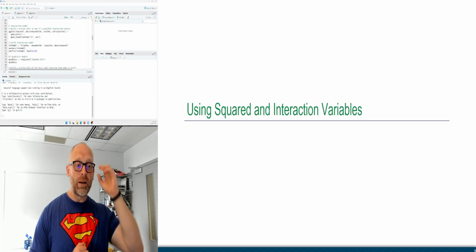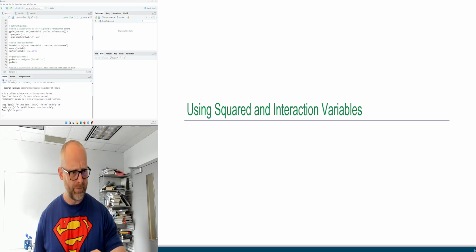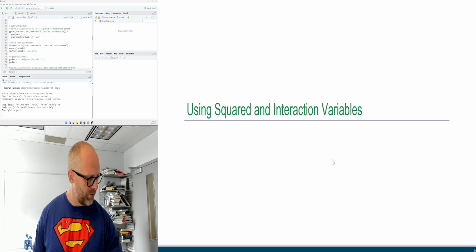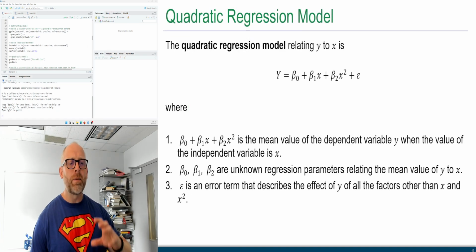All right, so the last thing that we're going to be talking about is using squared and interaction variables. All right, so let's jump into the slides here. So first we're going to talk about using squared.